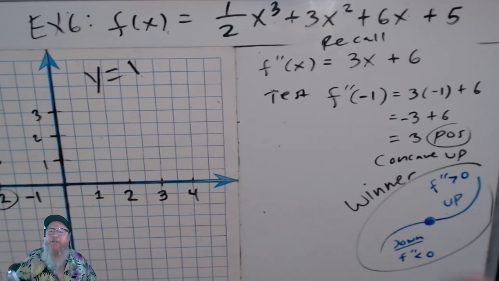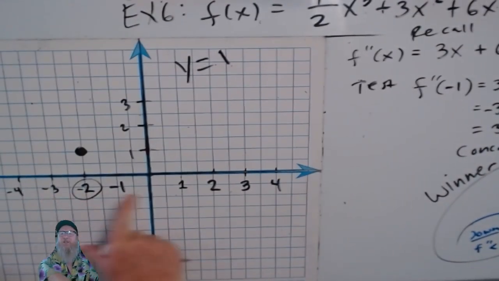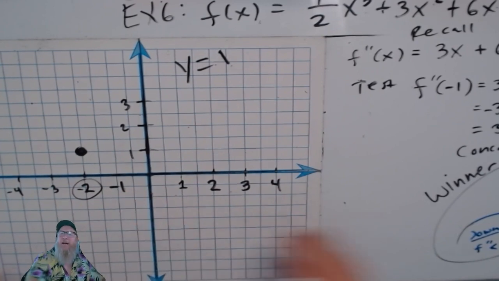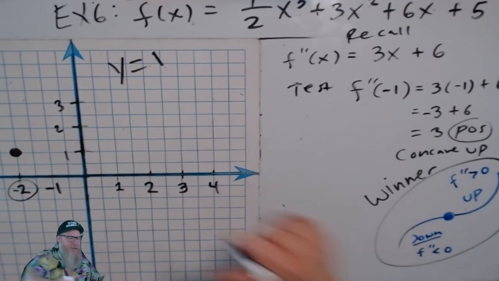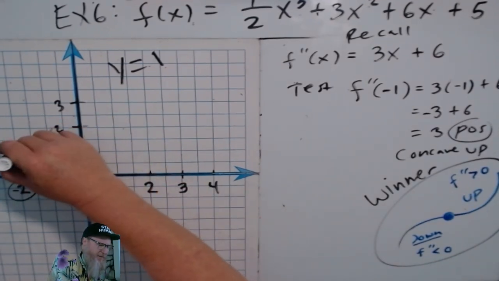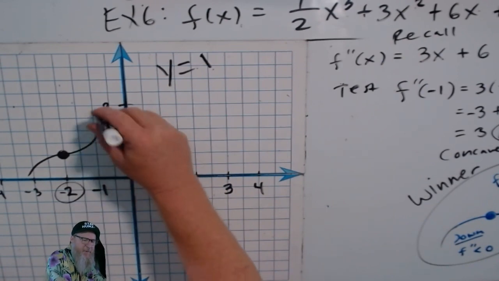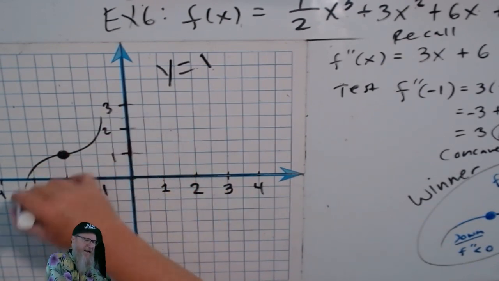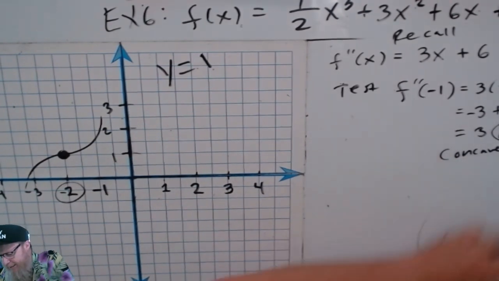I'm not going to do it, but had I tested the other point, negative 3, I usually do one on the right and one on the left. It would have just come up negative and it would have been concave down. All right. So I know my graph looks like this. It's concave up on the right and it's concave down on the left. Now I need one other point of my choice.